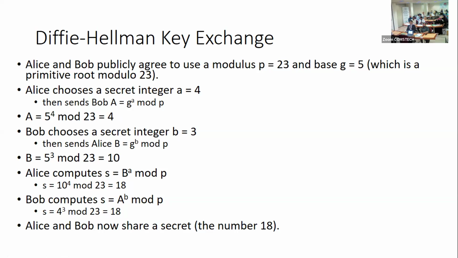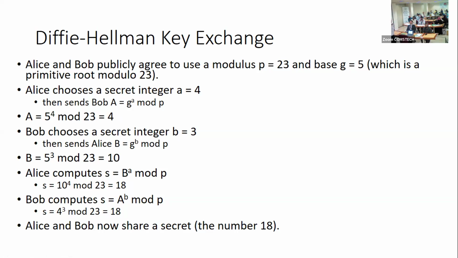Similarly, Bob chooses another number. In this particular case, Bob chooses 3. By the way, here a and capital A are both equal to 4. This is just by sheer luck. Usually a and capital A are different. Then Bob chooses another number, b, and calculates capital B using G raised to b mod P. This new number is 10. And Bob sends that capital B back to Alice.